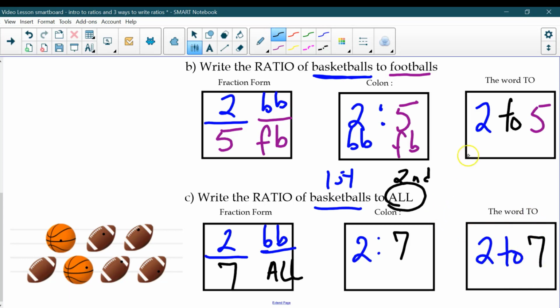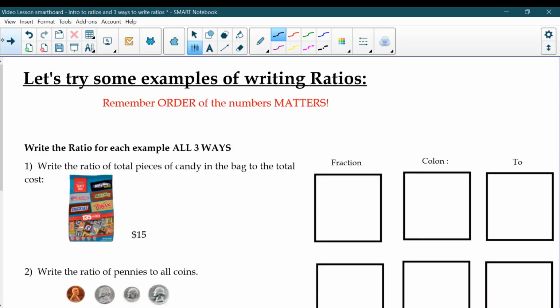So the things to remember, the order matters. It will tell you what order to write the ratio. The numbers are in a specific order. And then, to also not get tripped up, watch for the word "all". That means all together. Now, let's try some examples.